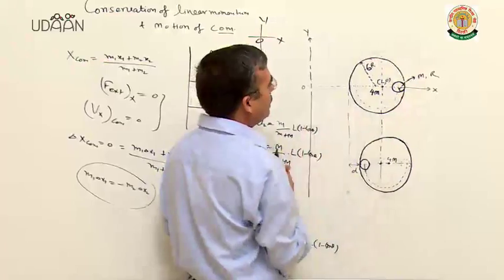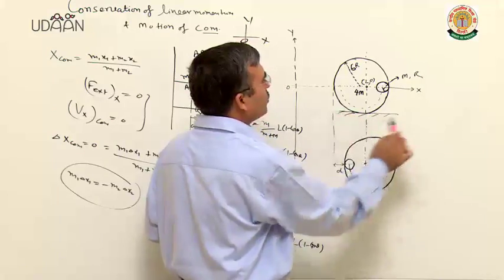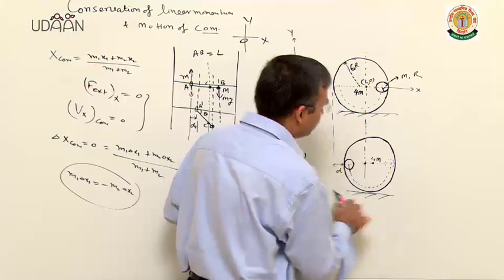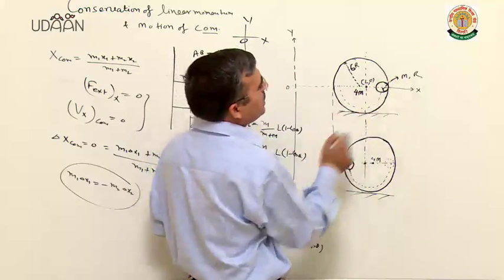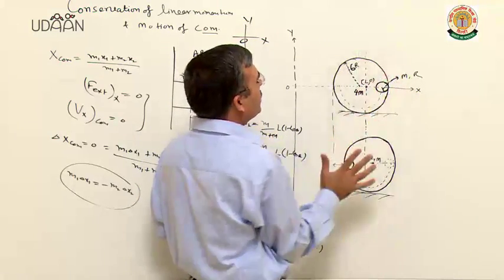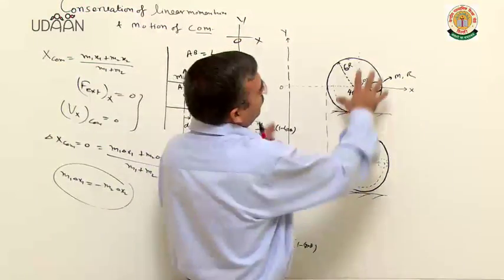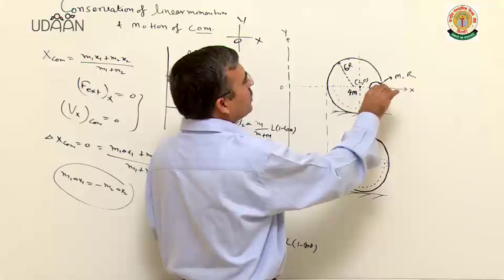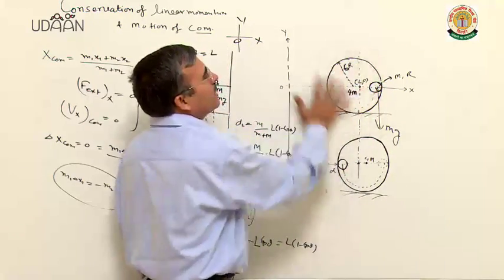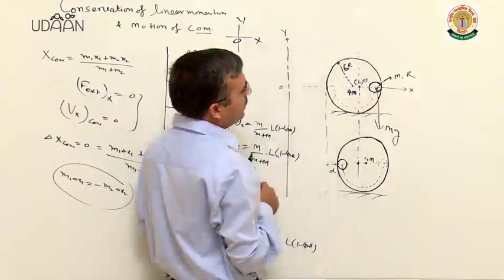Second case: it is a smooth sphere placed on a horizontal surface. This is also smooth. Inside it, a small sphere of radius r is placed. Its mass is capital M. It is released from this position. So let us think about the forces. Weight acts vertically downward on this body. Similarly, 4mg, where 4m is the mass of the bigger sphere, acts vertically downward, and the normal reaction acts vertically upward.